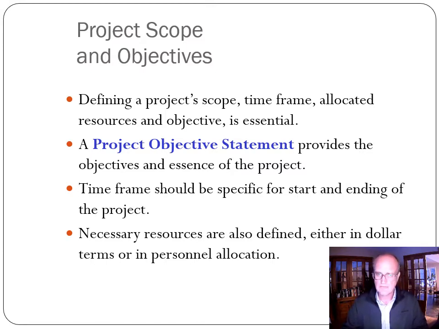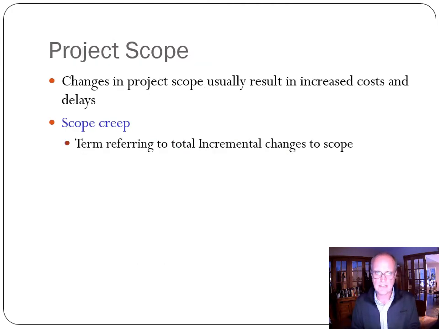And so it also has a time frame for start and ending of the project, and also a budget in terms of dollars and personnel and equipment associated with that. The scope of the project sets the parameters within which that project is going to be executed. And changes in project scope, as I just said, usually result in increased costs and delays.